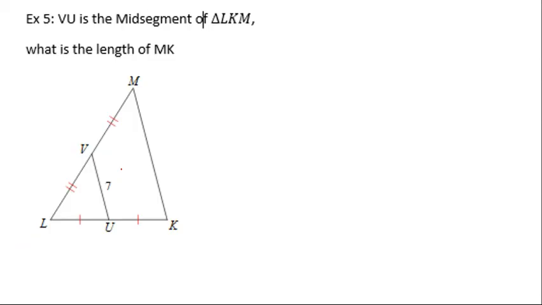Example 5, it says BU is the midsegment of LKN. What is the length of MK? So here we're going to say that MK is equal to twice the length of VU, or 2 times 7, which is 14.